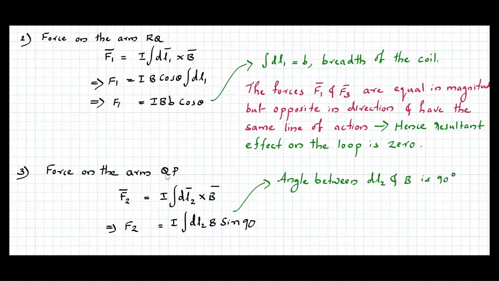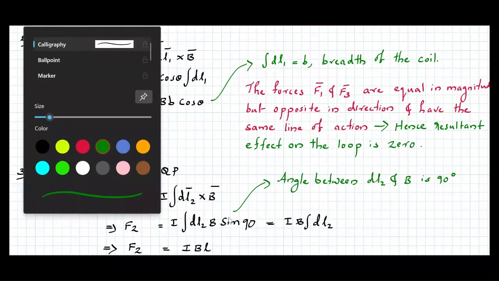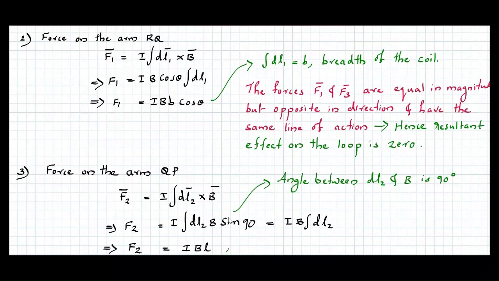F2 is equal to I into integral dl2 B sine 90, because the angle between dl2 and B is 90 degrees, which is evident from the figure. Hence, F2 can be represented as F2 is equal to IB into integral dl2. Now, what is integral dl2?